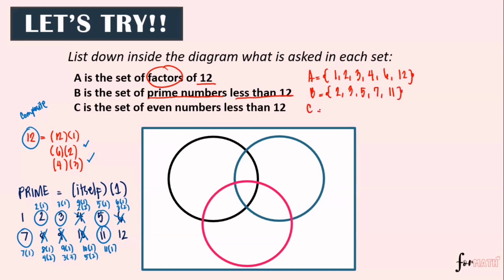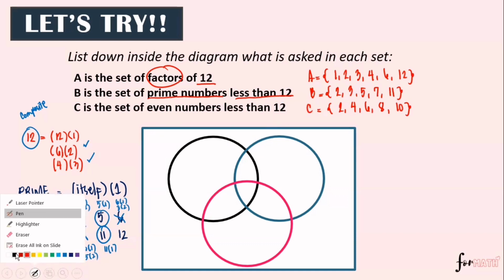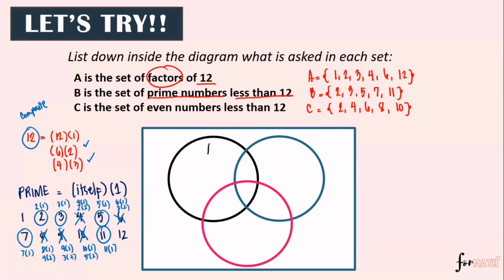Okay? And for the set C, it says set of even numbers less than 12. So let's say we have 2, 4, 6, 8, and 10. Okay? Consider that this set C is the set of even positive numbers less than 12. Okay? So now, lagay natin siya sa Venn diagram. Paano daw natin ginagamit itong Venn diagram? So let's say this is your set A, set B, and set C.